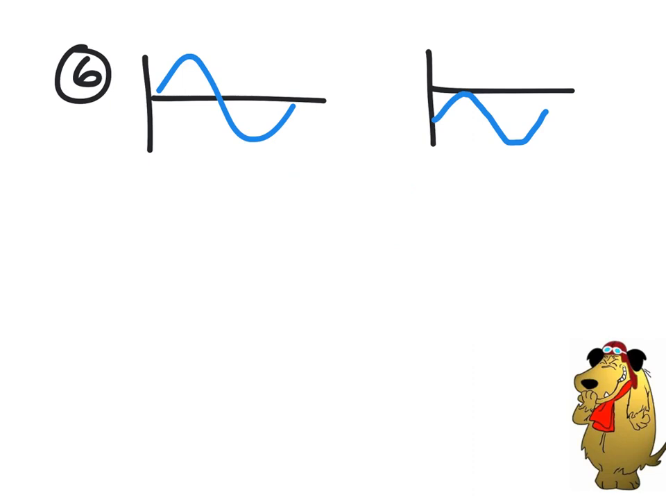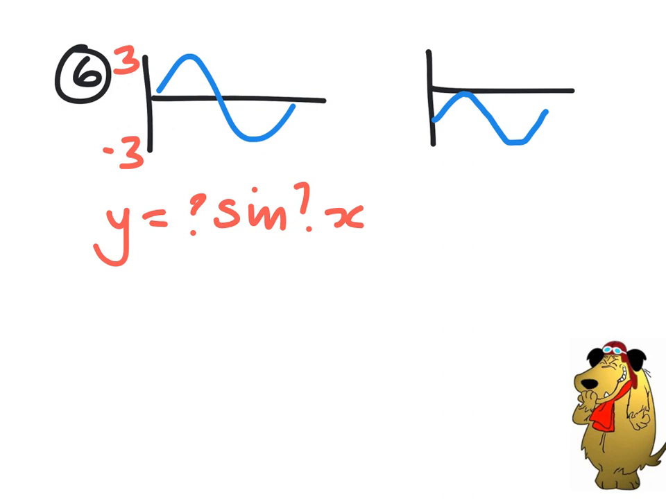Question 6, name the following 2 curves. Well, we know that the first one goes up to 3 and down to -3, so that's going to tell us y equals what this number is. It looks like a sine graph. And then we just need to work out how many we've got in 360.